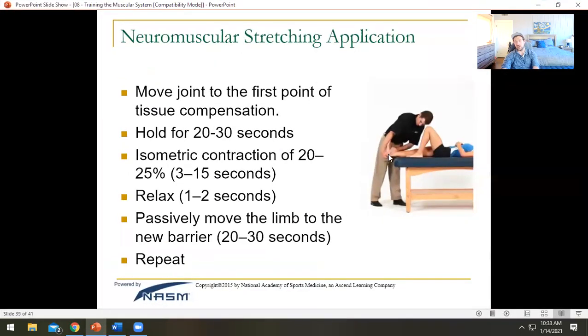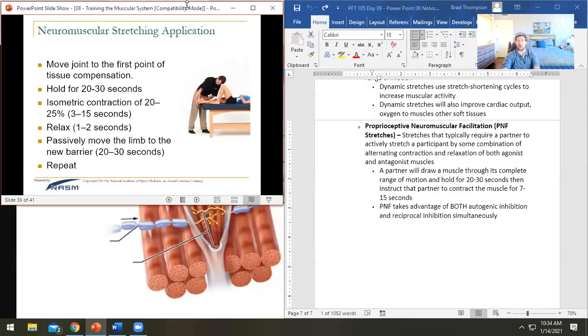So you can see a picture of that right here. You can see he's stretching their calf muscle. He's using his forearm to push their foot into dorsiflexion and he's stabilizing their ankle with his hand here. And so he's going to move it through the full range of motion and hold for 20 to 30 seconds. Then he's going to instruct her to push against his forearm with her foot for about 7 to 15 seconds. Then he's going to instruct her to relax, and he's going to stretch into a deeper range of motion for the next rep, for another 20 to 30 seconds. And he might repeat that for 2 to 3 repetitions.